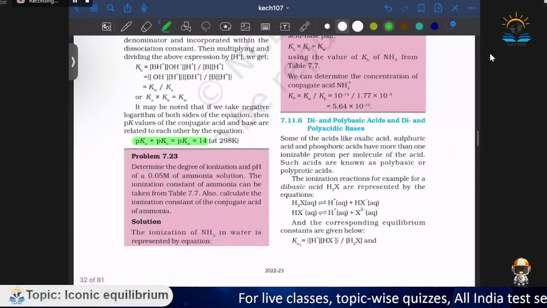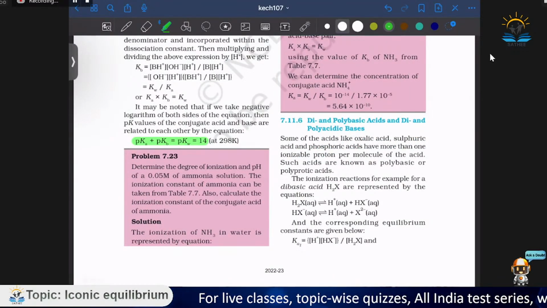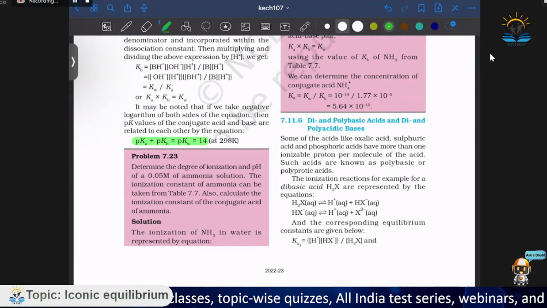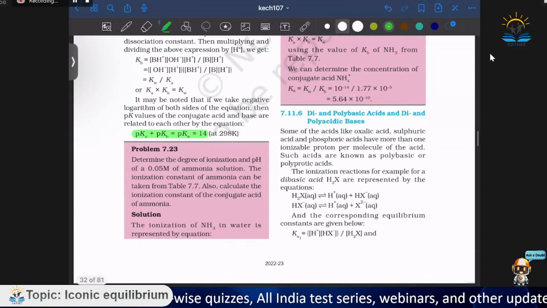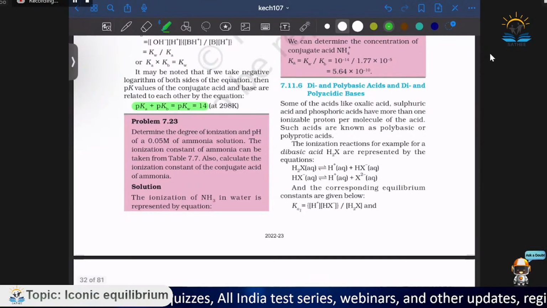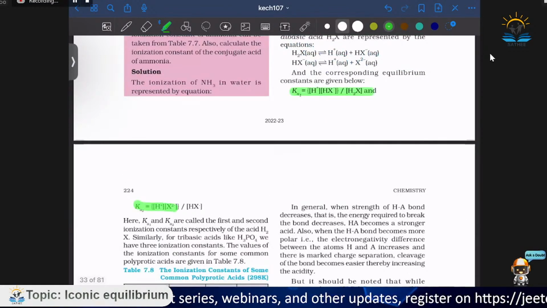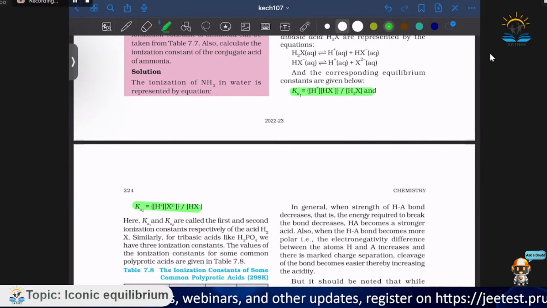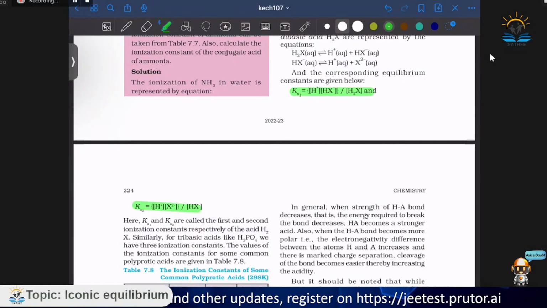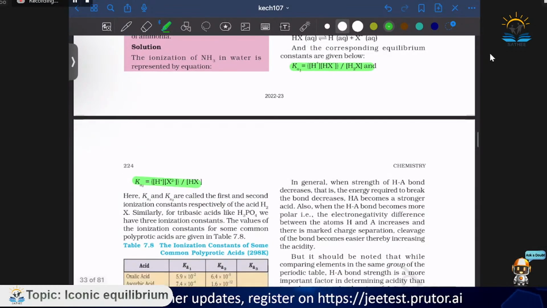Then see how the Ka expression, the ionization constant expression, will change for di and polybasic acids and bases. I told you here, there will be two Ka, Ka1 and Ka2. Ka1 is for the dissociation of the first H plus, Ka2 is for the second H plus.